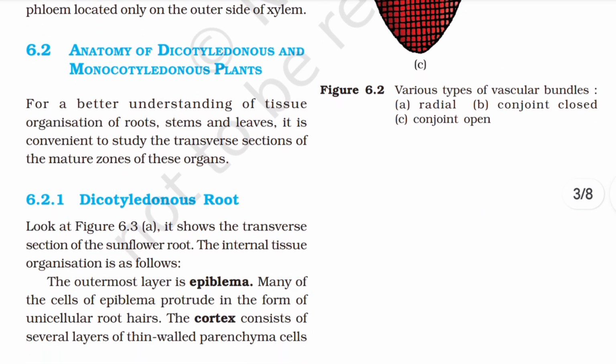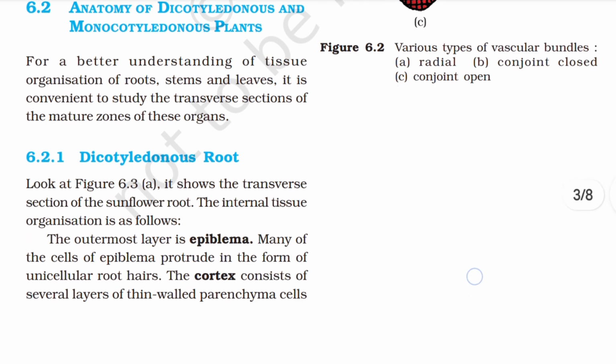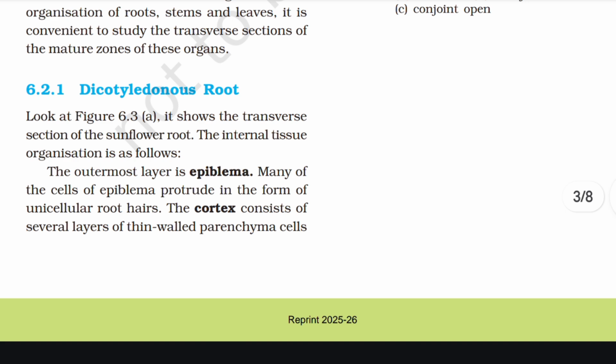6.2 Anatomy of dicotyledonous and monocotyledonous plants. For a better understanding of tissue organization of roots, stems, and leaves, it is convenient to study the transverse sections of the mature zones of these organs. 6.2.1 The dicotyledonous root. Look at figure 6.3. It shows the transverse section of the sunflower root. The internal tissue organization is as follows.